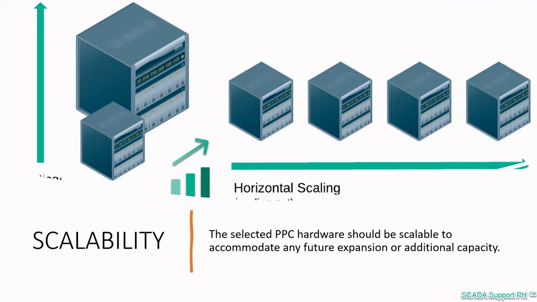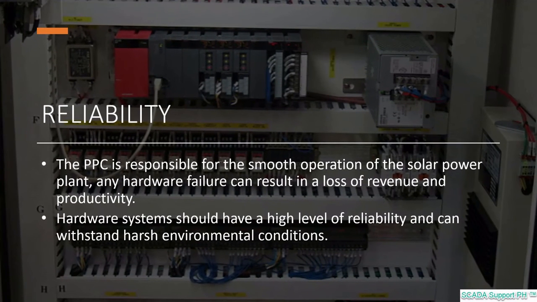Scalability. The hardware selected for the PPC should be scalable to accommodate any future expansion of the solar PV power plant. The plant may need to be expanded in the future to meet increasing energy demands. Therefore, the PPC hardware should be able to handle the additional capability of the solar PV power plant either with vertical or horizontal scaling.